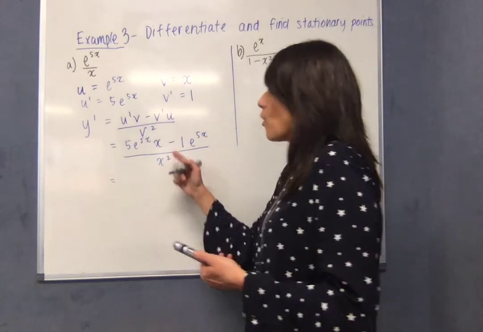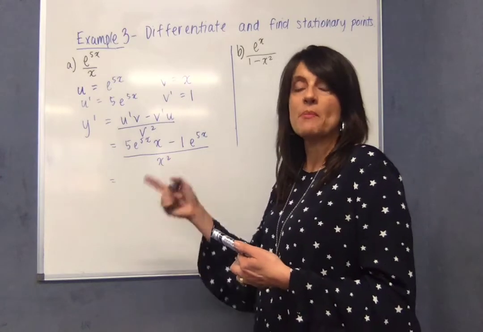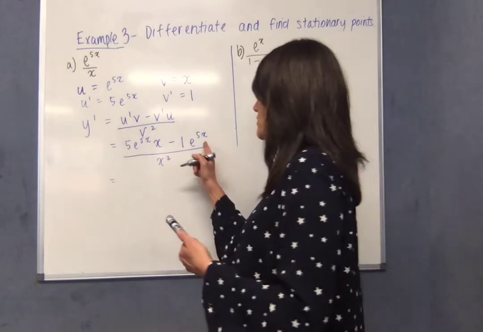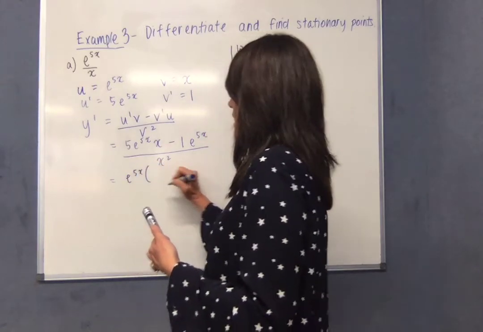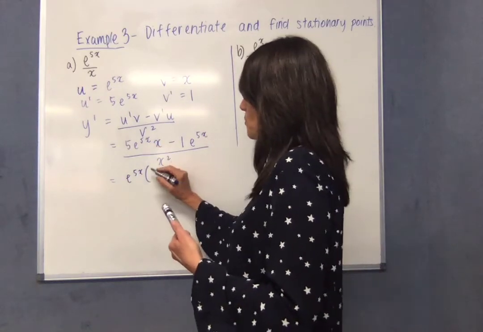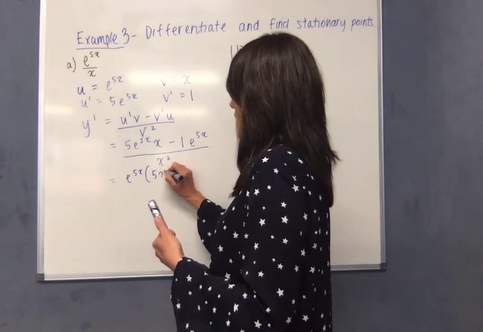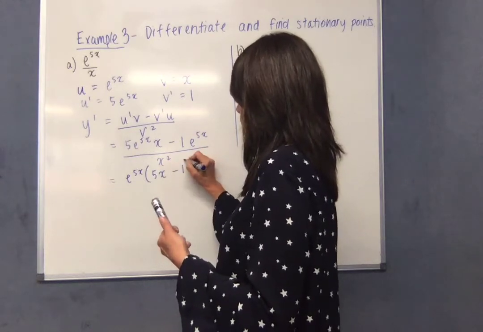So in the work that we did previously, remember it was easier when we factorise, so let's take out the e to the power of 5x, and then in brackets up the top we're going to have 5x minus 1 all over x squared.